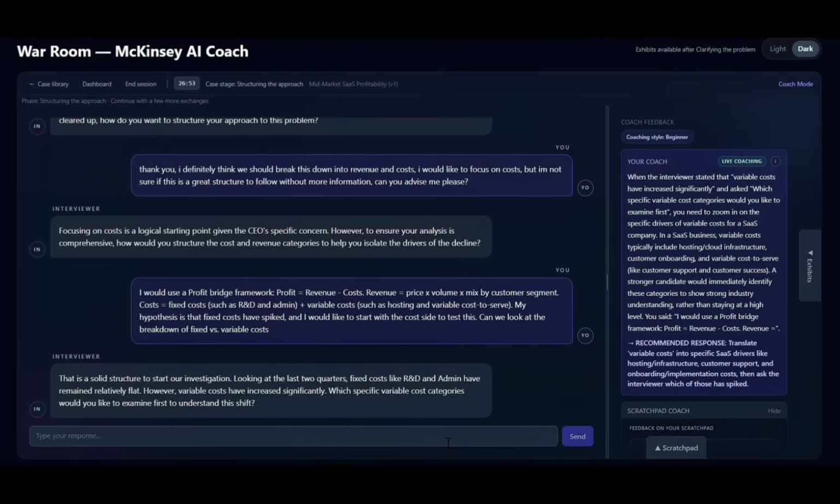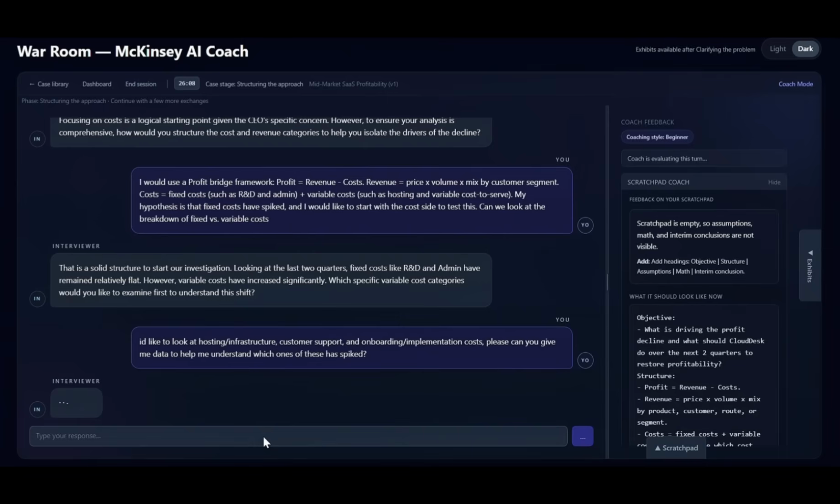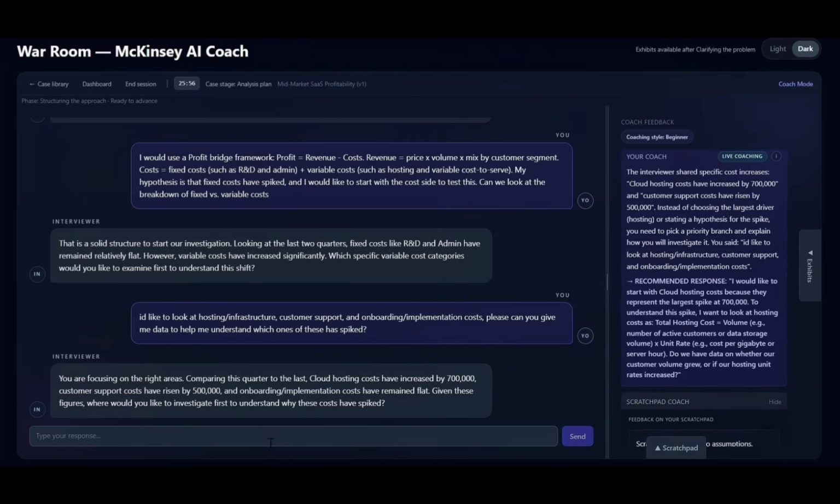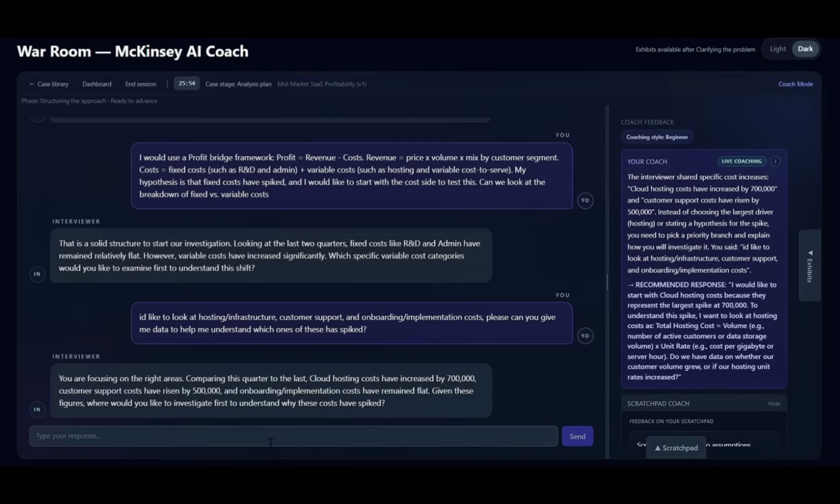Our coach tells us that we should translate variable costs into specific SaaS-driven hosting and infrastructure costs, customer support, and onboarding implementation costs, and then ask the interviewer which one of these has spiked. So why don't we give that answer? Great. So immediately notice that our coach is helping us understand that we need to go down a specific branch of our issue tree and continue to ask the right questions so we can get to the bottom of the problem.